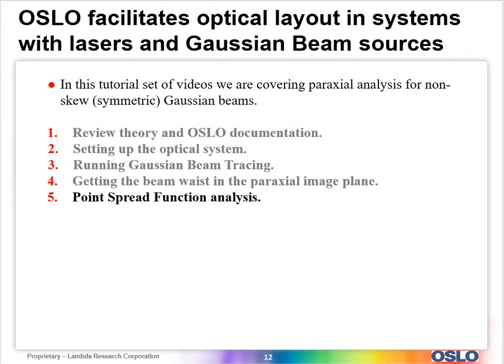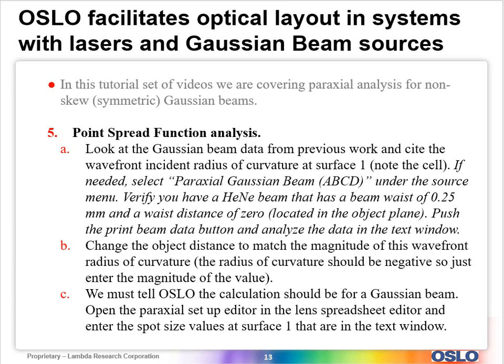The key here is that we need to set things up so that it looks like the light is emanating from a source point that matches the Gaussian beam, and then we also have to tell OSLO that we are tracing or analyzing a Gaussian beam in this case. All of the analysis that OSLO normally uses can be used in this type of setup and get accurate results.